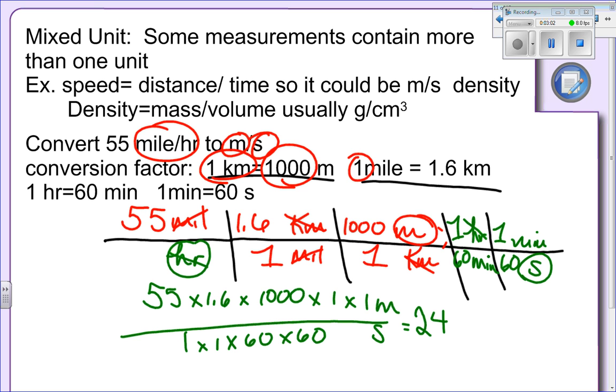And then we go back to our 55. So 55 has 2 significant digits. We don't use the conversion factor for significant digits, so we're going to leave it as 24. It is something like 24.4, but we're going to leave it at 24 meters per second as the answer.